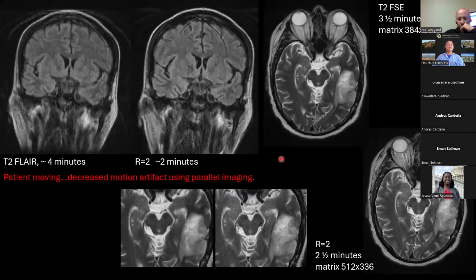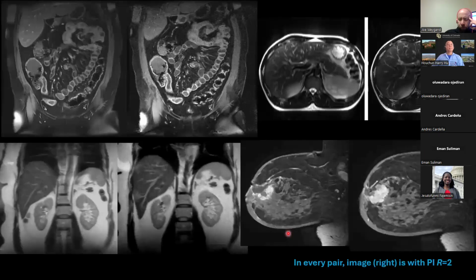I'm going to skip this in the interest of time, but just to show you more examples of time of flight in the brain, you can see with and without parallel imaging, even though the noise amplification is seen greater here, you can appreciate the greater details of the tumor here.